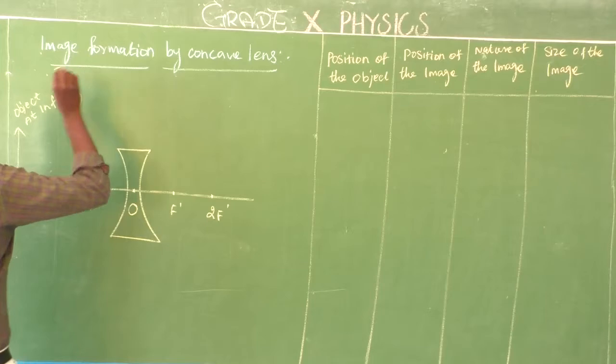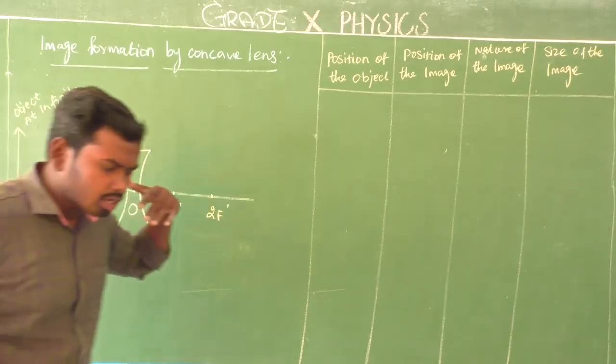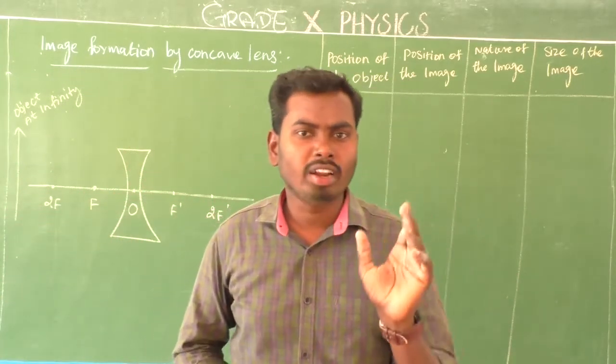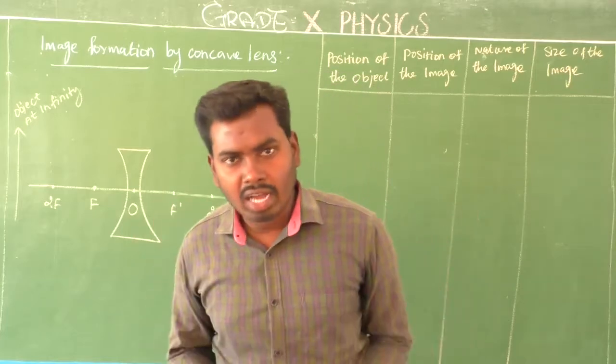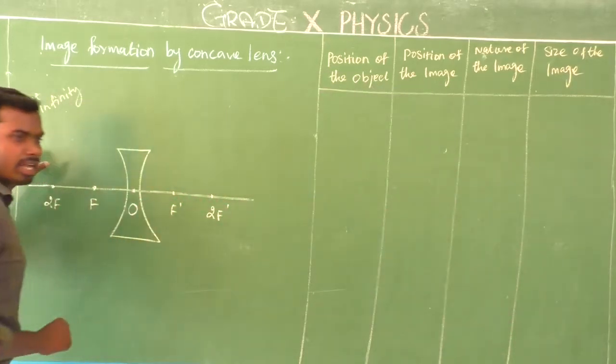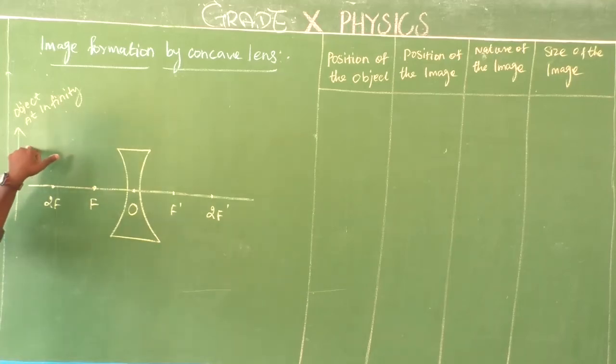Actually, when the object is placed at infinity, we should not draw the diagram because it will be very, very small, diminished. We cannot see that. For our convenience, I have drawn it like that. Is it clear? Yes. So consider an object. That object is placed at infinity. Where? Infinity. Am I right?